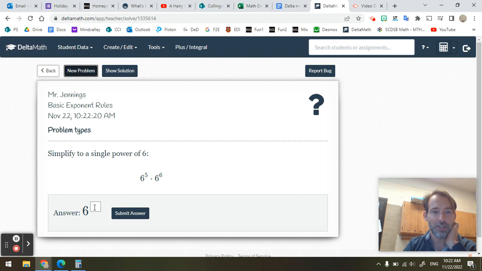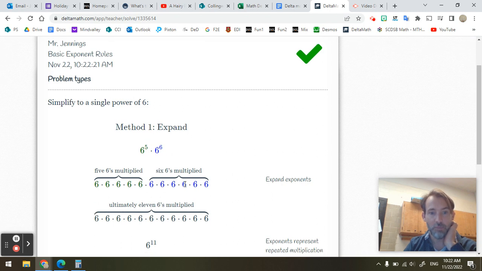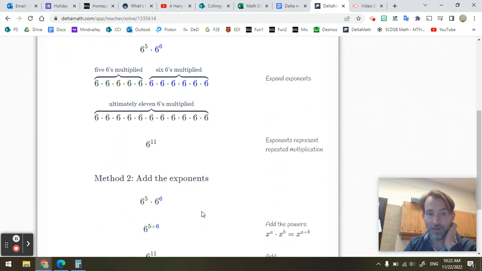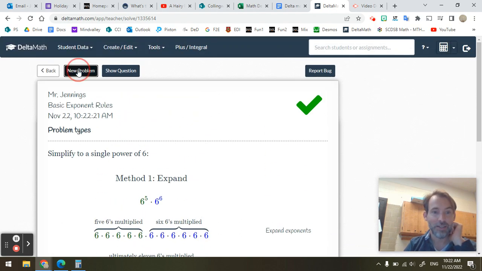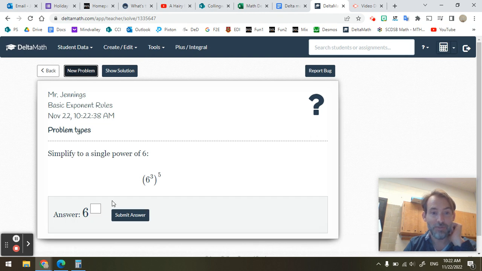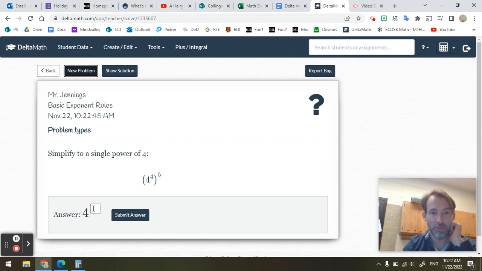6 to the 5 times 6 to the 6 will be add the exponents, 6 to the 11. Hooray. And then you can expand it by writing it out, and then you can see ultimately 11 sixes are multiplied. And we can realize that that means we're adding exponents here. Okay, let's do another. 6 to the 3 to the 5, 6 to the 15. Okay, I've already shown one of those. I'm actually going to show expand. That one is 4 to the 20.